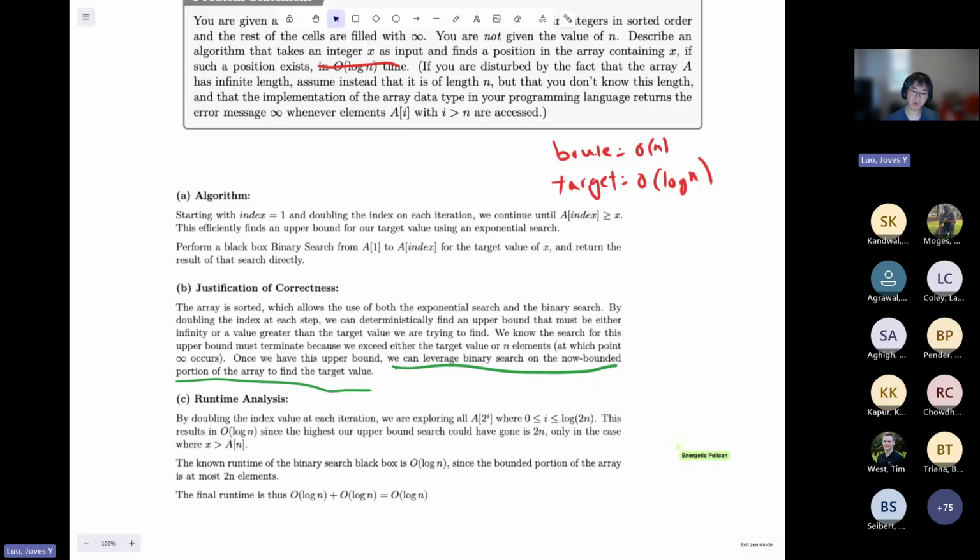Your check of whether your A of i is greater than or equal to your x is a constant time step, but you are going to do log n of those steps. That's why you end up with a log n runtime on the exponential search part. So regardless of where I start, or regardless of how I double or expand on that number, then it's still log n.